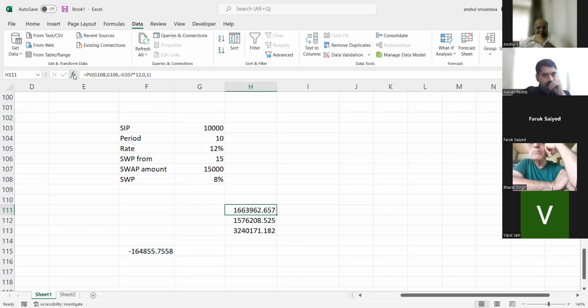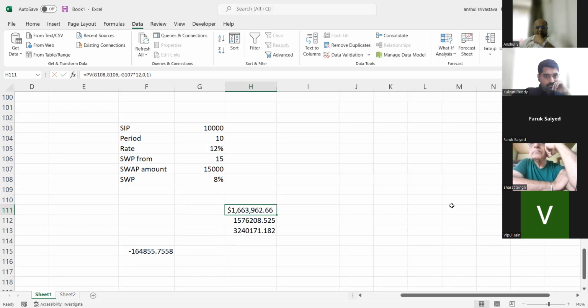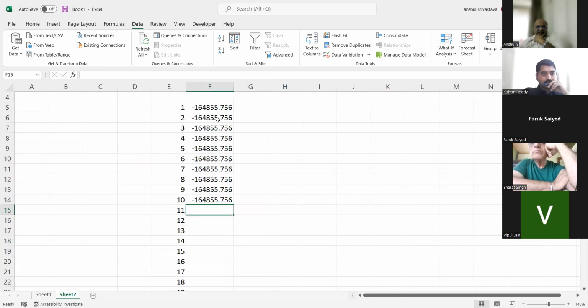Mistake ho gayi. 8%, NPR 15. This is 1,80,000. Correct again. 16,60,962. Or maybe we'll see, let's check here too. If we are investing in the second sheet, let's see.